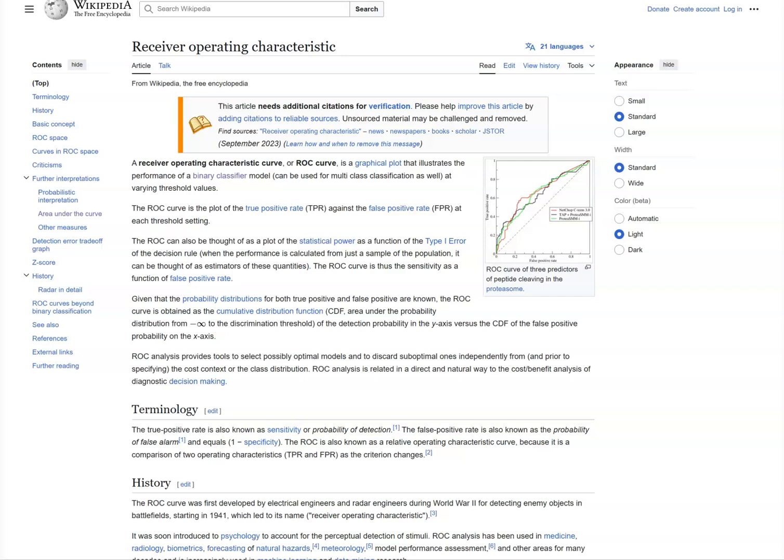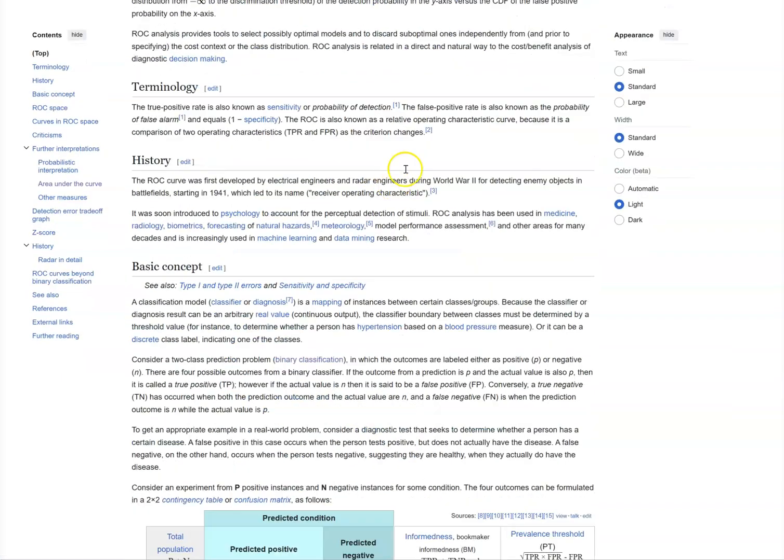I think there's been some confusion about the ROC curve we've been talking about. We're talking about diagnosis, thinking about our true positive rate, our false positive rate. How do we optimize our decision making? When we talk about the ROC curve, that's the receiver operating characteristic.